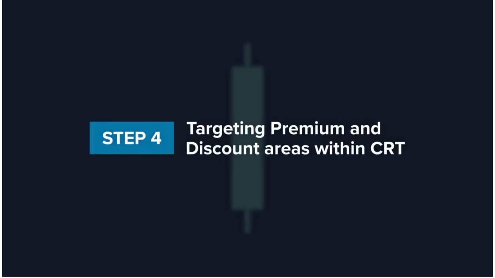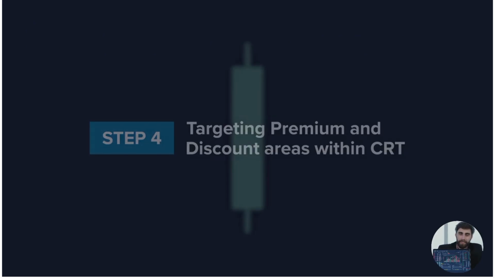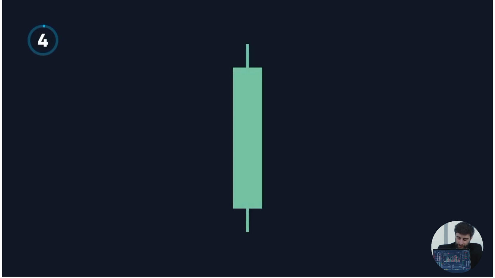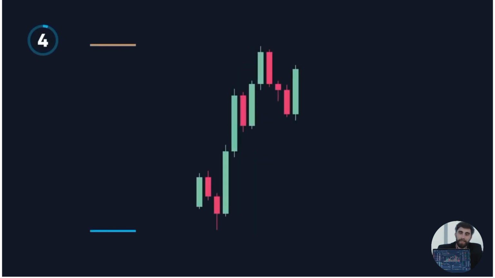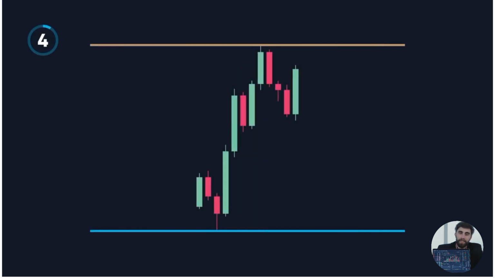So now moving on, we have step number 4, which is that when looking for entries, you should be targeting the ideal premium and discount areas. As we have already covered, we know that a single candle represents its own isolated range on the lower time frames. And this means we should be trading a CRT range the same way we would with any other range.